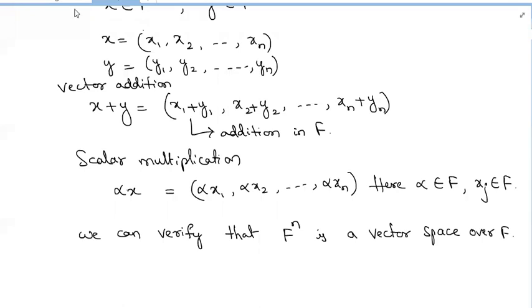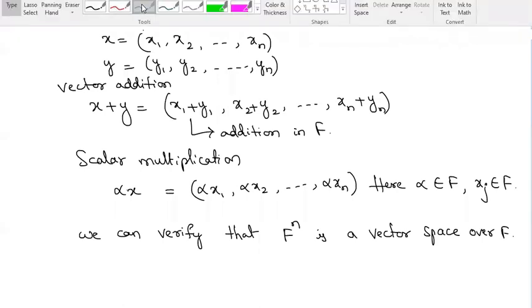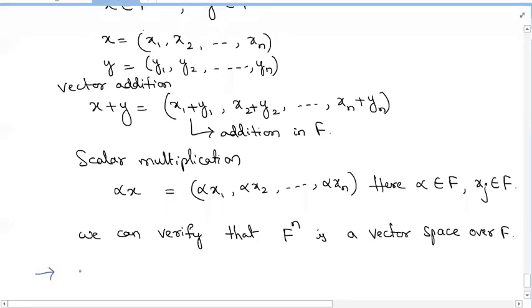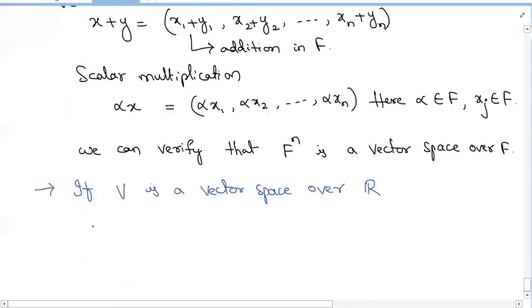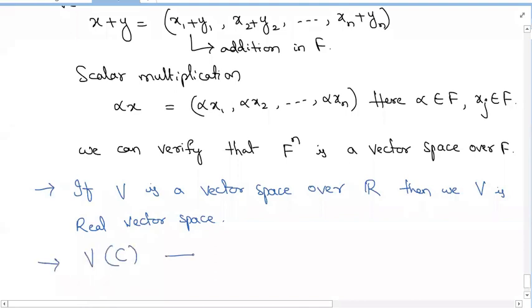Now I want to give some basic terminology. If V is a vector space over the field of real numbers R, then V is called a real vector space. If V is a vector space over C, we call it a complex vector space.